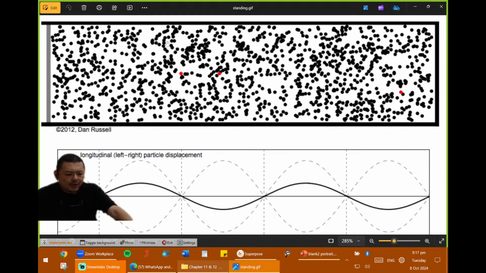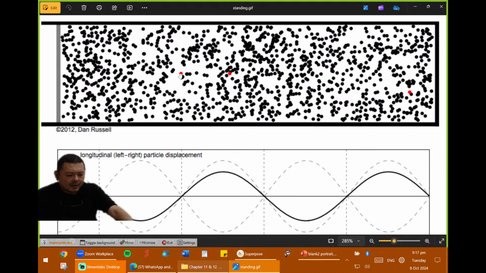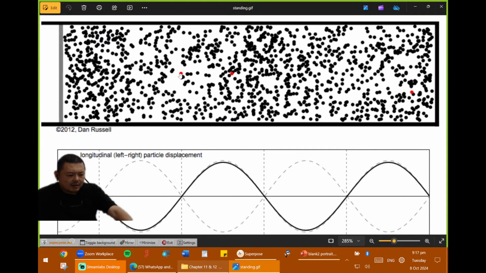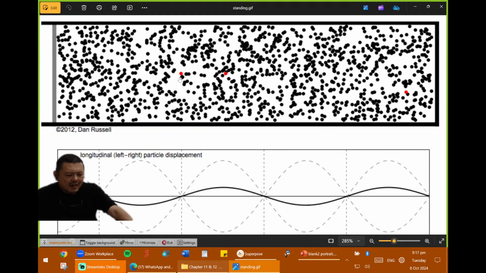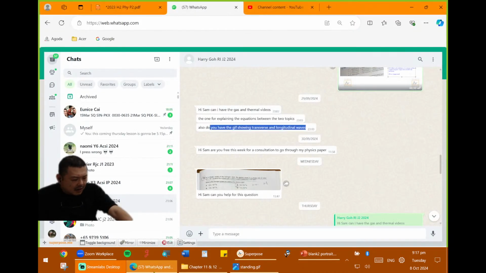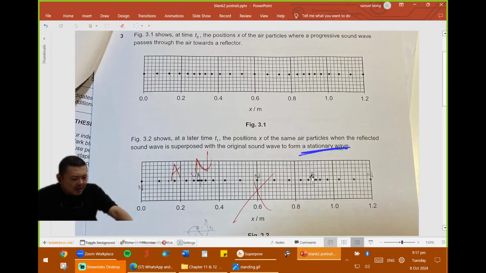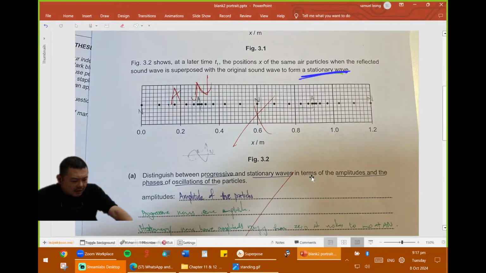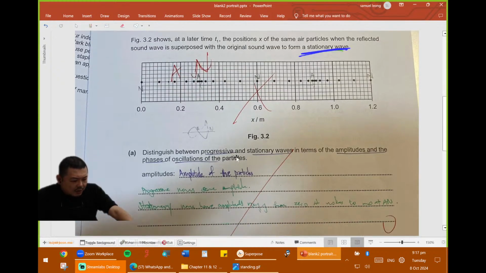This is standing wave, right? You see the notes here, right? Okay. What do you understand about it? Actually, I don't even know what the question is. What do they want you to ask? Distinguish between progressive waves and stationary waves in terms of amplitudes and phases of oscillations.